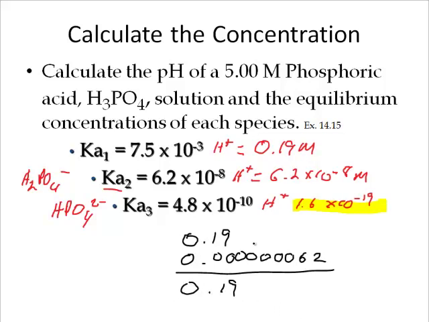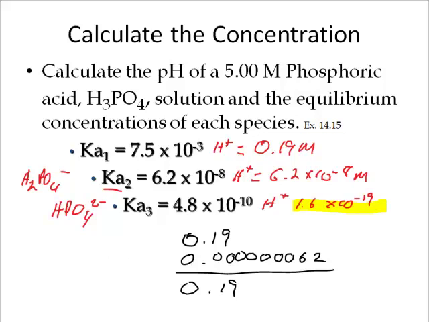Okay, so that's the important part about what's going on in a polyprotic acid. That second or third dissociation in this situation is so insignificant as far as how it's going to affect the pH that you can effectively ignore it.